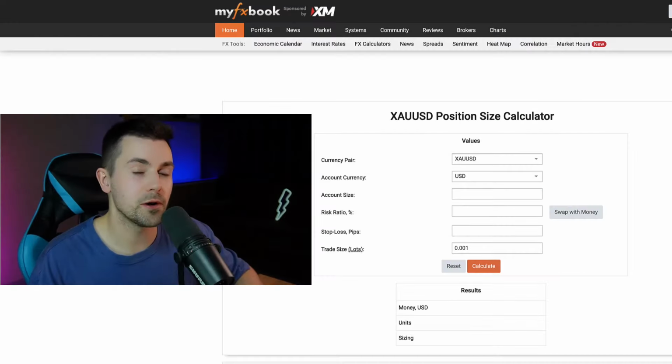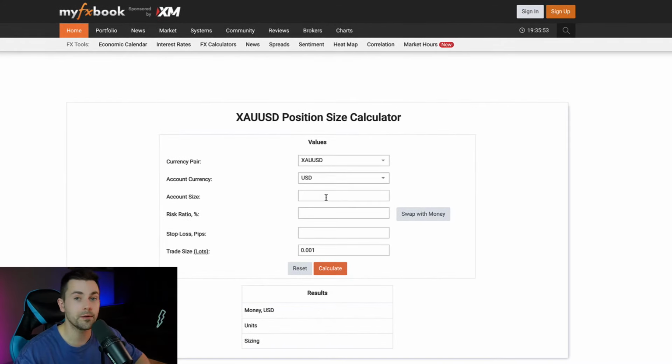In order to measure the lot size for our trade on gold, we will apply the position size calculator on my FX book website. And here we just simply need to fill the needed inputs. So first of all, we should choose the account currency and let it be US dollars. And then the account size, and let's just input the average trading account size, $10,000. Then we should input the desired percentage of risk. And I always recommend my students to risk 1% of their account per trade. So let's input 1.